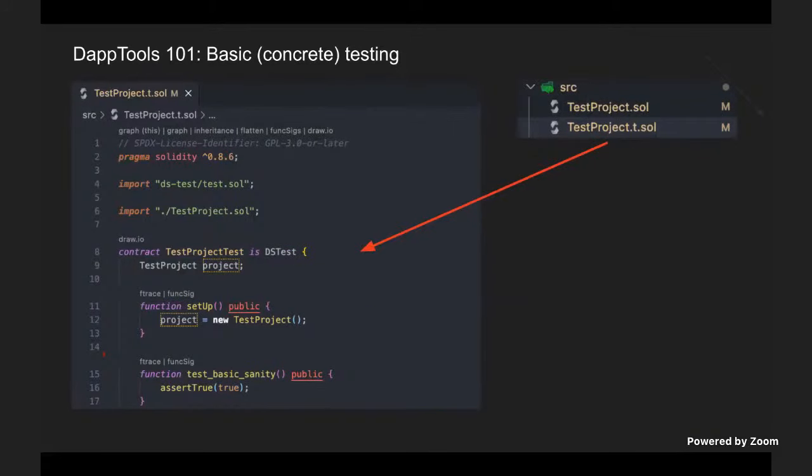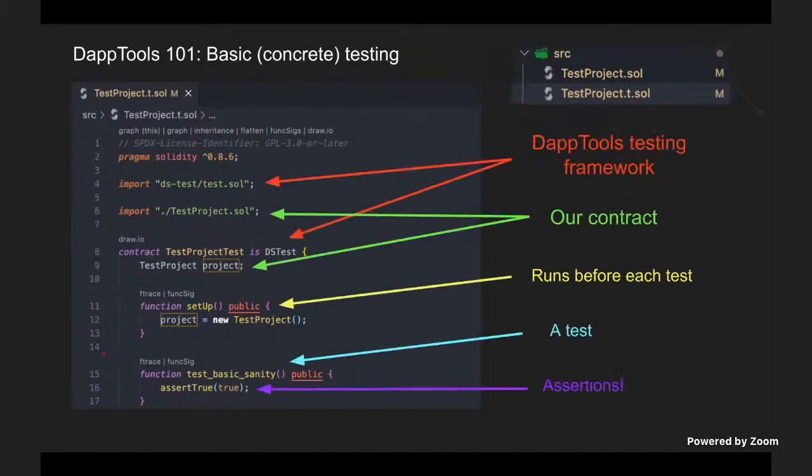You can see that we have this test project contract. It inherits from this DS test thing. It's got a setup and it's got a test. So what are all these? The red stuff is the Dapptools testing framework. It's the Solidity library you import that has these helpers for you. You declare the contracts you want to test using state variables. You have a setup, which gets run before each of your tests.